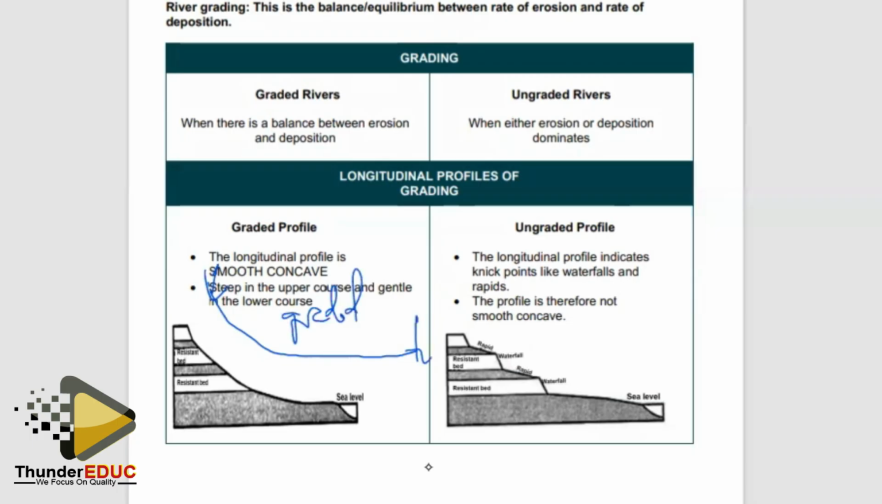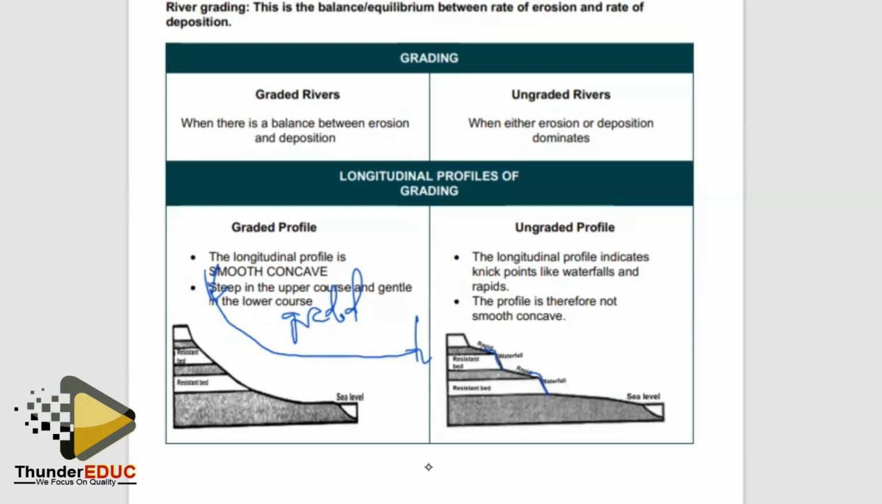Then ungraded rivers, we are saying when either erosion or deposition dominates, those two are not in balance. Either there's more erosion and less deposition, or there's more deposition and less erosion, which will mean that the river channel won't be smooth because those two are not balancing. And that is going to give us landforms like the waterfalls here. This is a unique point. There's a sudden drop in gradient along the river channel, which will mean that the river is not having a smooth concave shape and therefore is not graded, is ungraded.